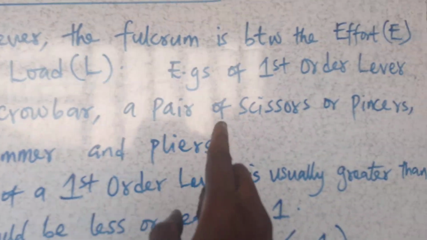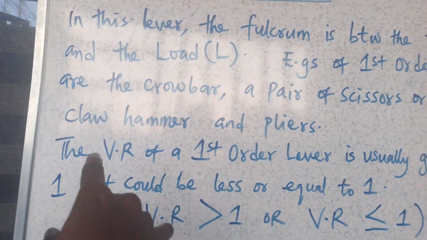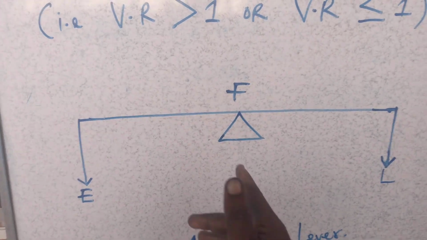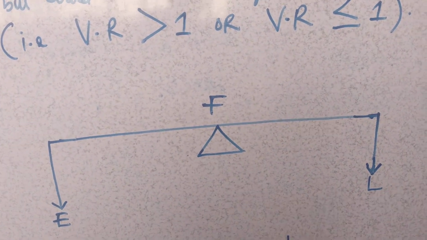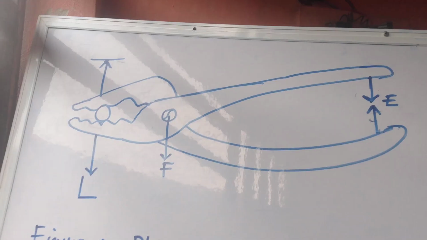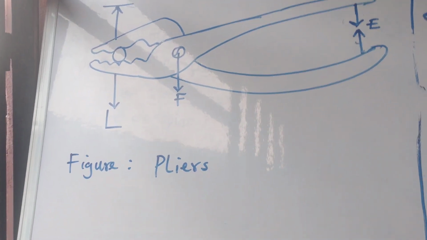We have the crowbar, a pair of scissors, pincers, then claw hammer or pliers, and we must note that the fulcrum is always between the effort and the load. So the fulcrum is always between the effort and the load. All right, let's look at the first one. The first one is the pliers.